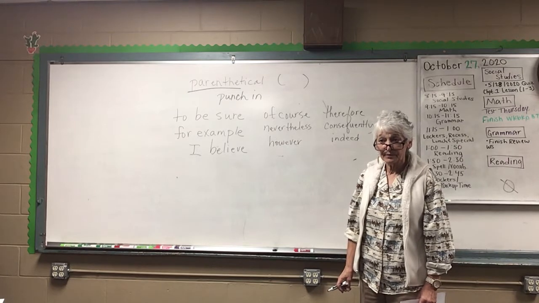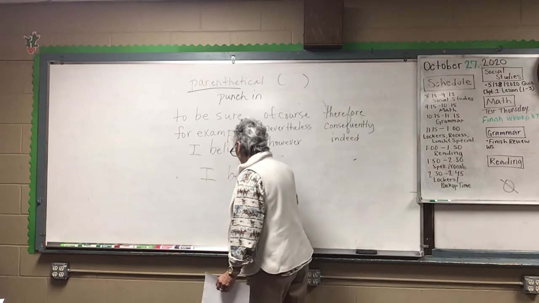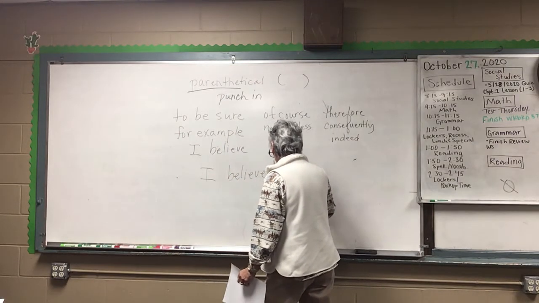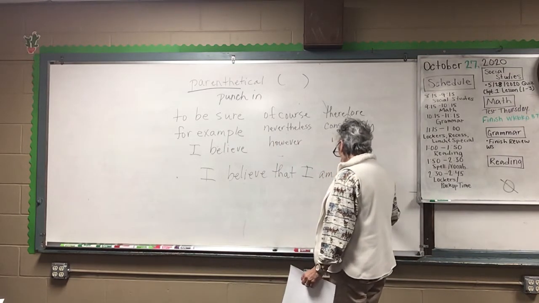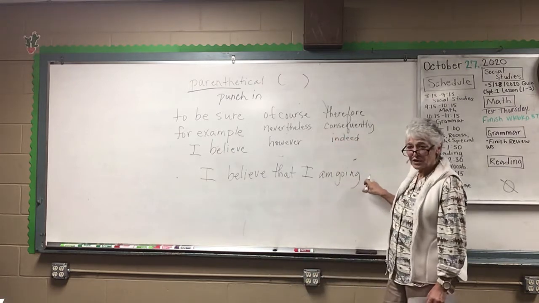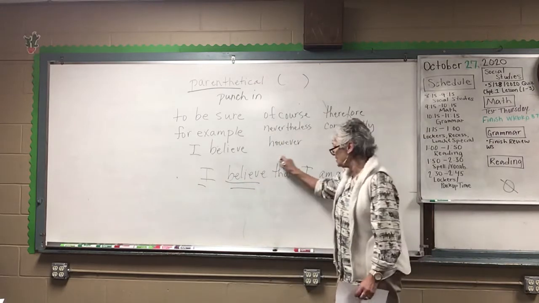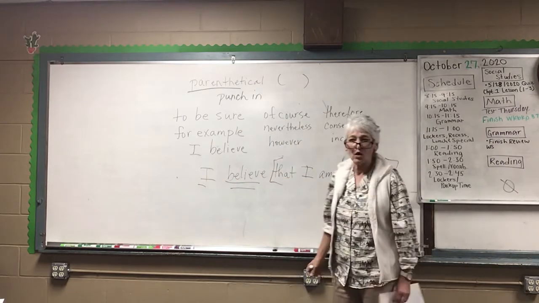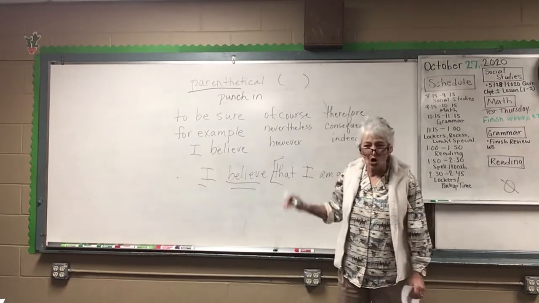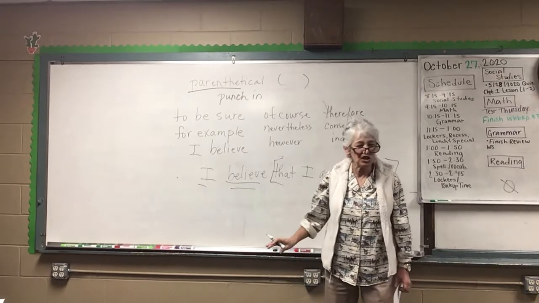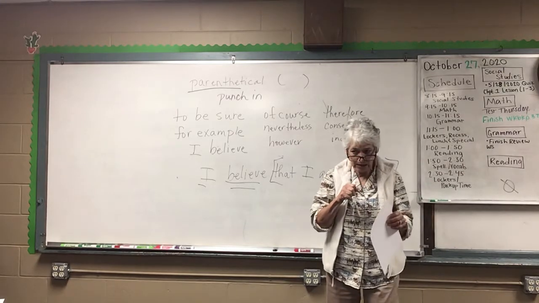I believe I'm going to the. No, now you've changed it. Now you've given me, I believe. Watch this. This is important. I believe that I am going to the Carolina game. Now you've given me a subject and a verb of your sentence. This is a restricted clause. That's why I don't want you to start these. I don't want your sentences to start with one of these. I want you to have your sentence and punch it in.